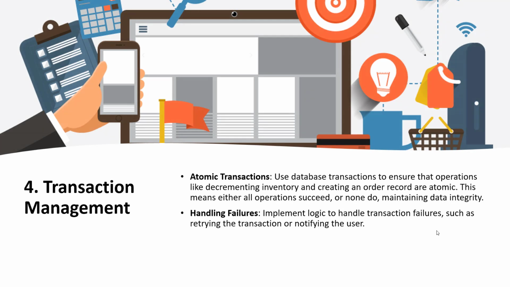Number 4 is transaction management. Atomic transactions: use a database transaction to ensure that operations like decrementing inventory and creating an order record are atomic. This means either all operations succeed or none do, maintaining data integrity. Handling failures: implement logic to handle transaction failures, such as retrying the transaction or notifying the user.